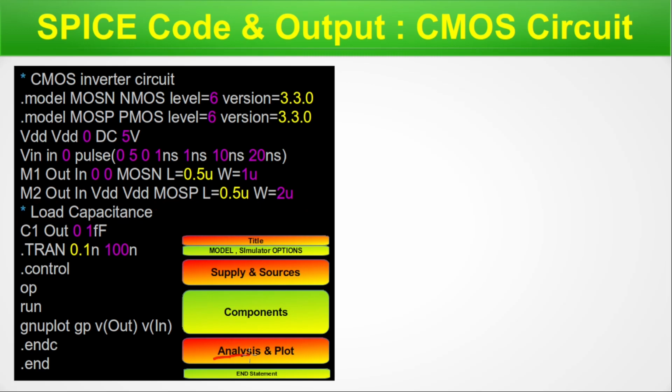Next, let us go to the analysis and plot. The plot will be later on. Here we have the analysis, right? The transient analysis. The transient analysis starts from 0.1 nano and goes to 100 nanoseconds. So our analysis part is here.